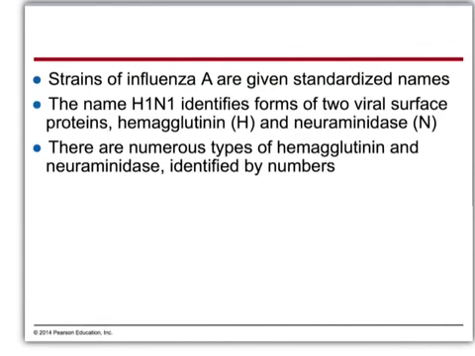So you have your strains of influenza, H1N1, with two viral surface proteins, hemagglutinin and neuraminidase. And there are numerous types, H1N1, H2N5, whatever it might be. They're identified by numbers, basically showing you that there are lots of different strains of the influenza virus that can change, and that's why every year you need a flu shot.